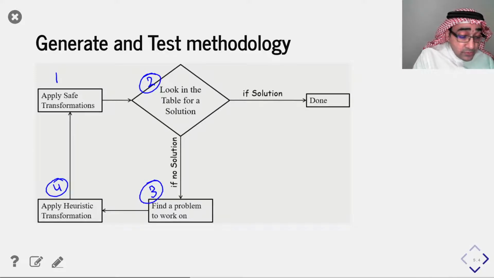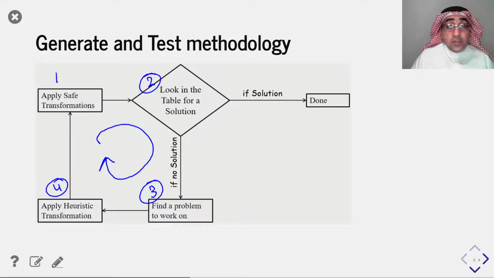Okay. After I do this, I go back to the safe step and do any safe transforms that are there, and then I look in the table of solutions and I keep doing this. I go in loops. I keep doing this until I find my solution in the table of solutions, and when I find it, I am basically done. Okay, so this is the general methodology that we're going to be talking about. This is called generate and test. We are going to be generating lots of heuristic transforms and safe transforms until we reach our goal.